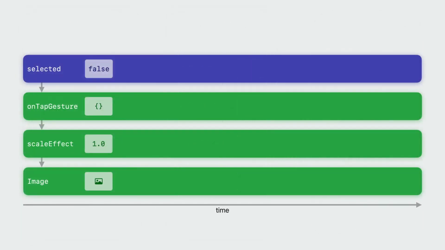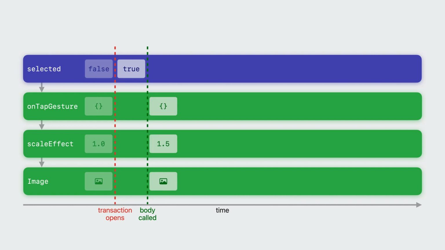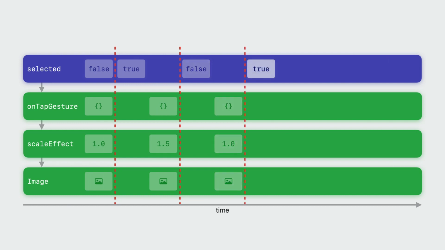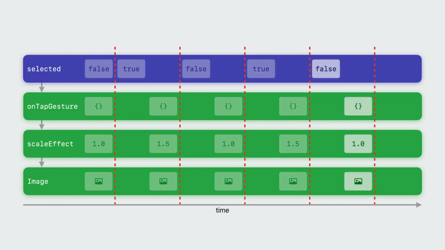I'll zoom in on just the graph in order to visualize the lifetime of an attribute. An attribute is born with an initial value. An event comes in, and an update transaction opens. An upstream dependency changes. The framework calls body. The attribute's value is updated. The transaction closes. And in this way, the current value of each attribute in the graph evolves over time. So that's the anatomy of a view update.